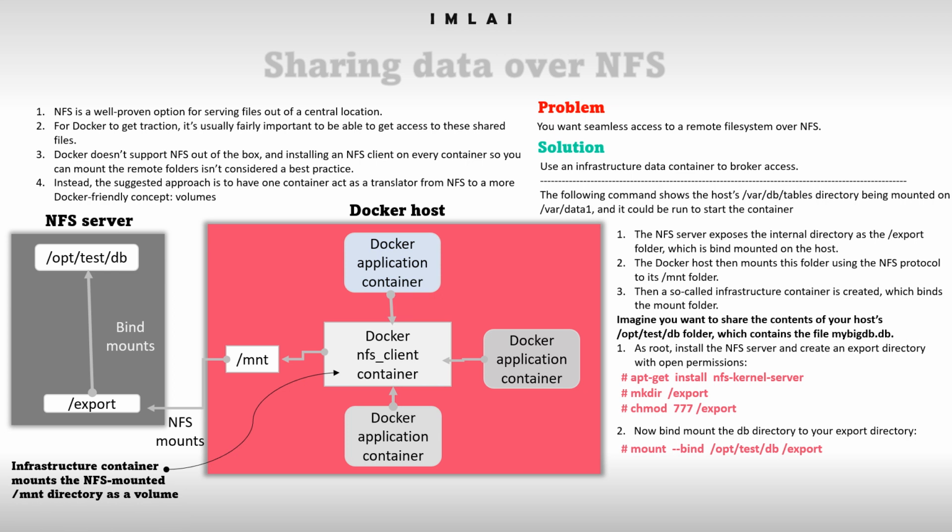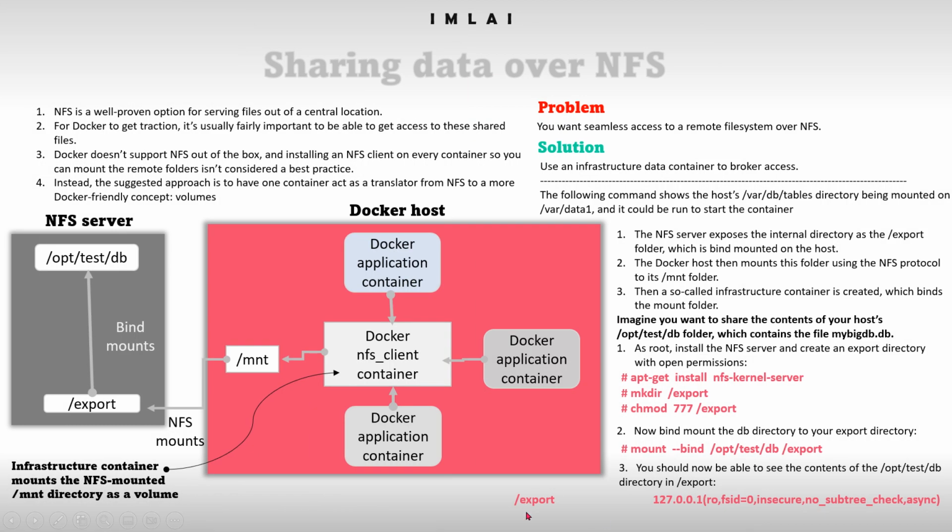Then you should be able to see the contents of the /opt/test/db directory in the /export directory. So here you can see that example. You also need the IP of that NFS server, so that will also be included when you are giving these commands. This is how sharing data over NFS works, but we'll look into more.